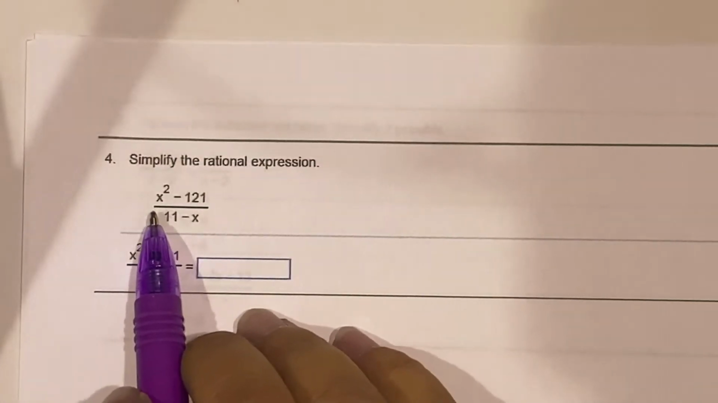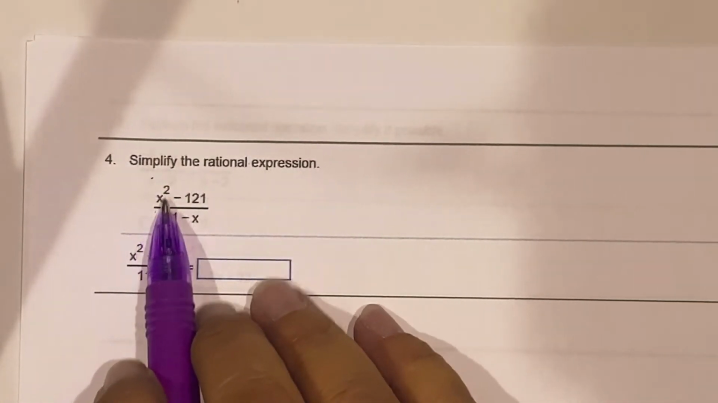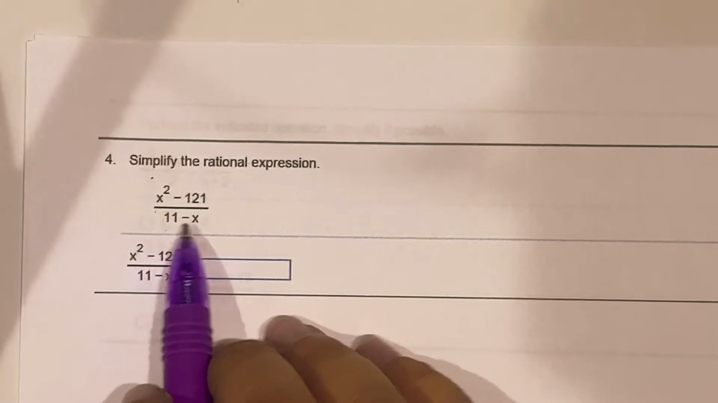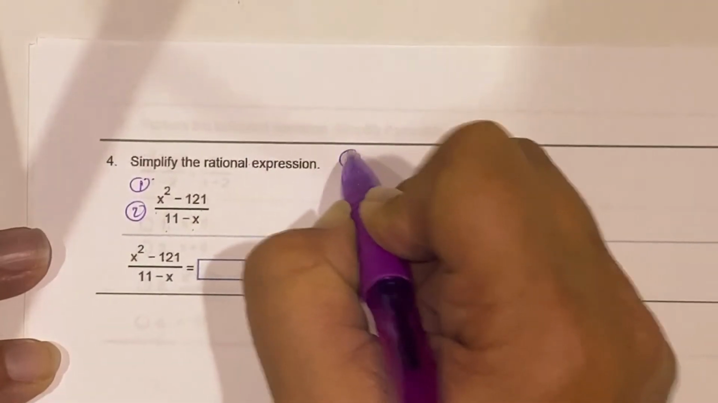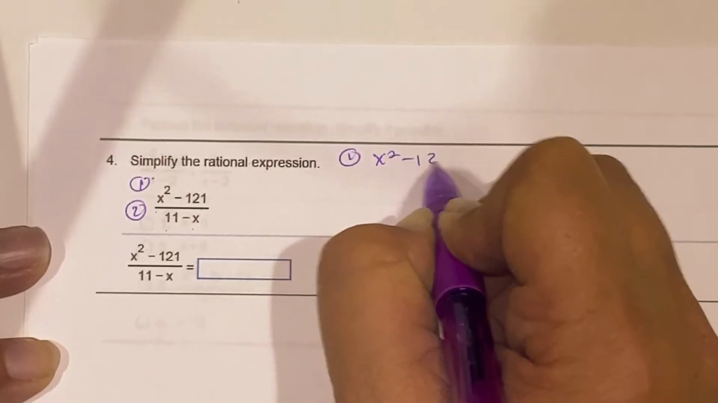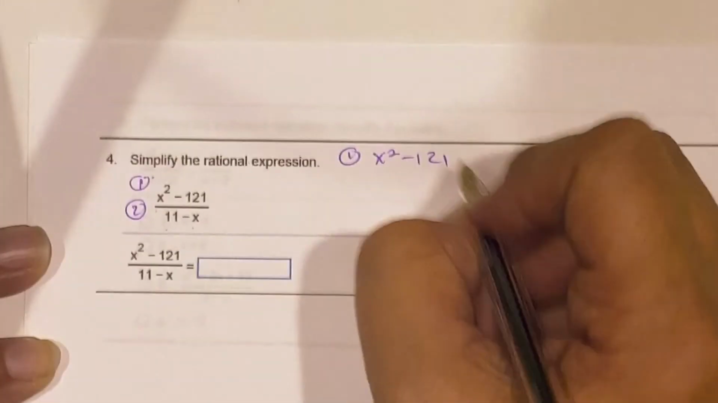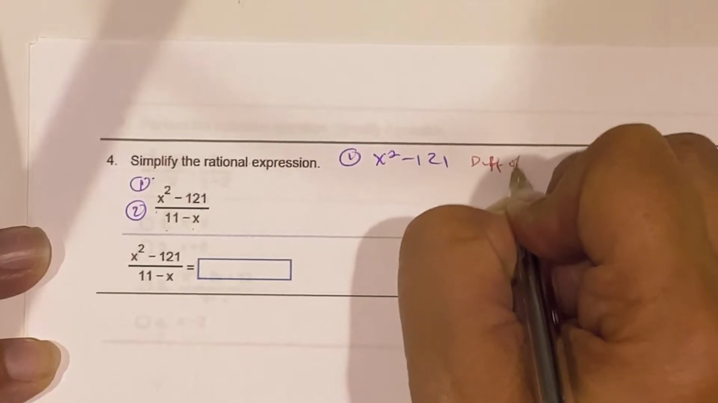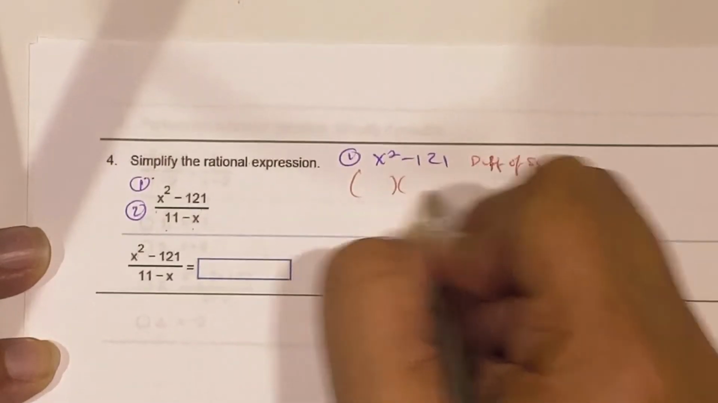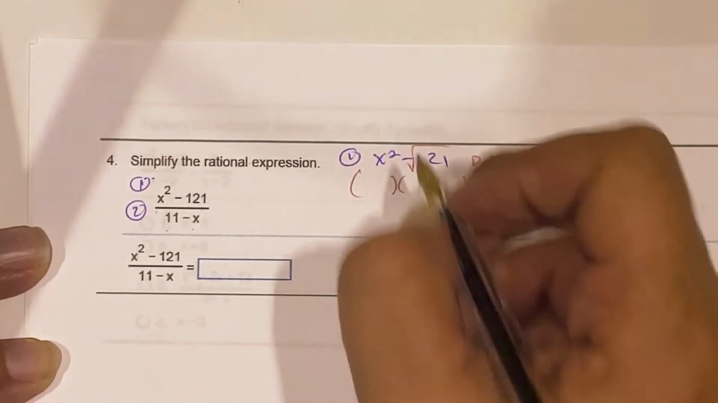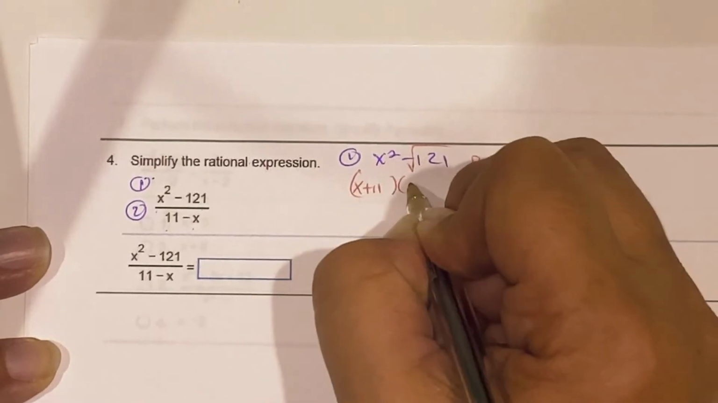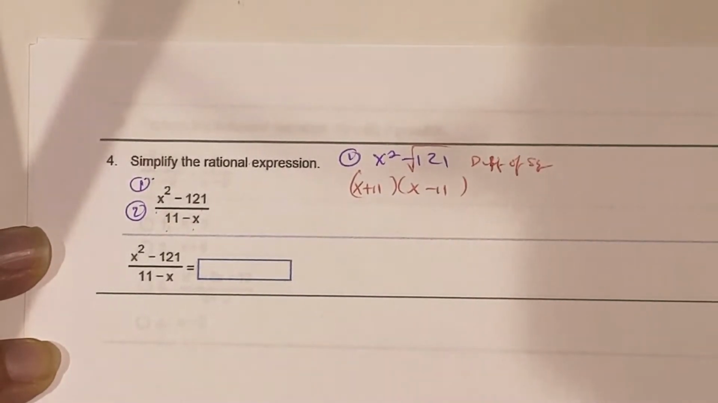On number 4, we see it says simplify the rational expression. It says x squared minus 121 over 11 minus x. Again, number it 1 and 2. So you're gonna work with number 1. It says x squared minus 121. This is a difference of squares piece. So you are gonna find the square root of 121. So I'm gonna write x plus 11, x minus 11.